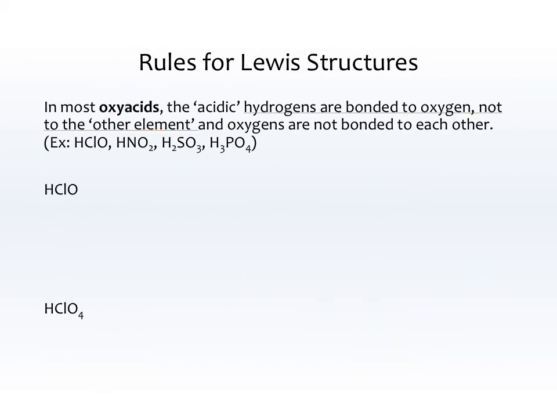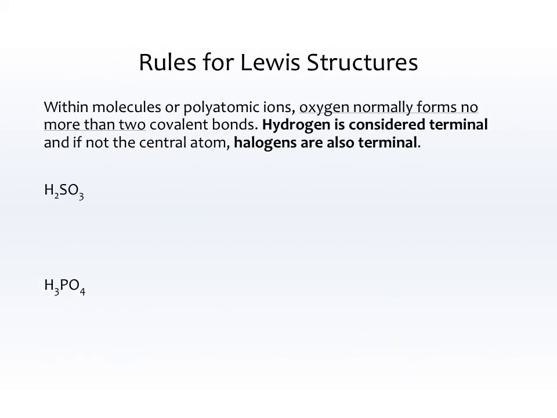All right, next guideline. Within molecules or polyatomic ions, oxygen normally forms no more than 2 covalent bonds. Hydrogen is considered terminal, which means it comes at the end of a row, not in between. And if they're not the central atom, halogens are also terminal. So you're not going to see a Cl in the middle of a line. You'll see Cls only at the end, unless they're in the center. Okay, let's try the next one.